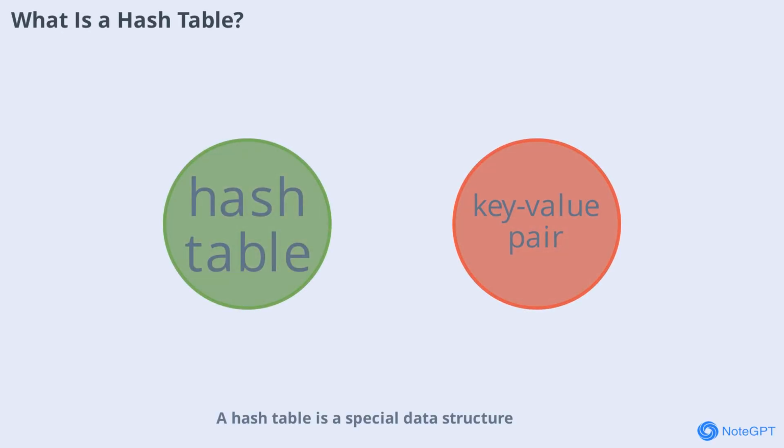A hash table is a special data structure that allows you to store data in key-value pairs. Think of it like a giant filing cabinet where each file is labeled with a unique key. When you want to find a file, you don't have to search through every drawer. You just look up the key and you're there instantly. This is possible because hash tables use a process called hashing to quickly locate the data. Hash tables are widely used in programming because they make data retrieval extremely fast and efficient.